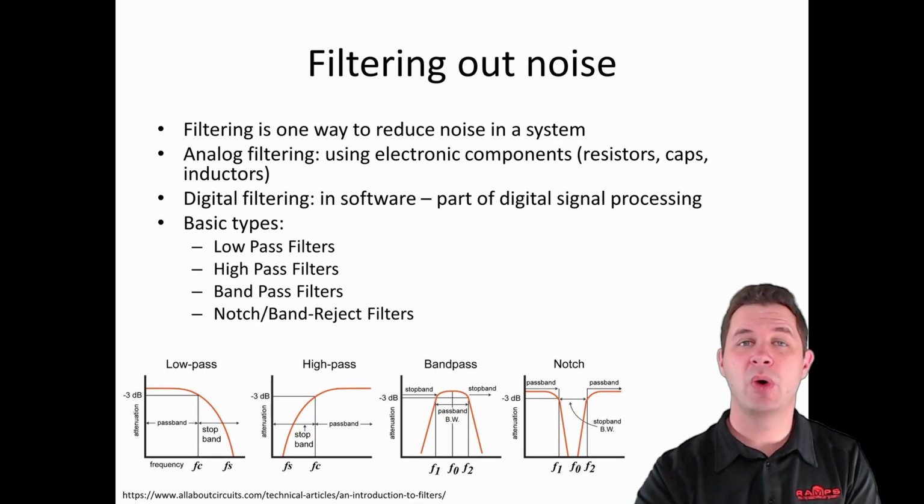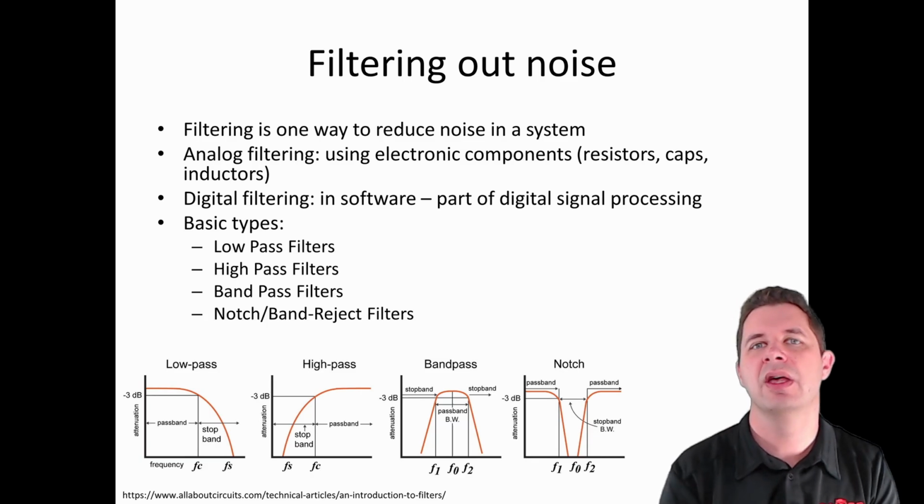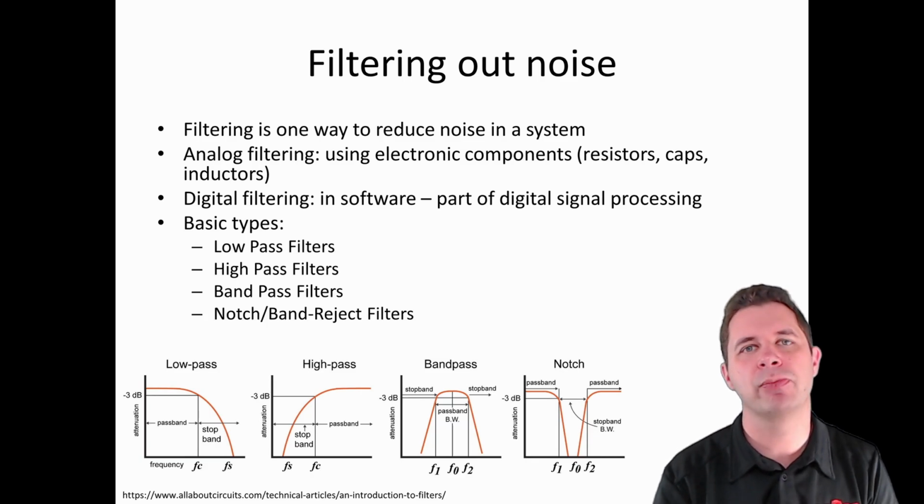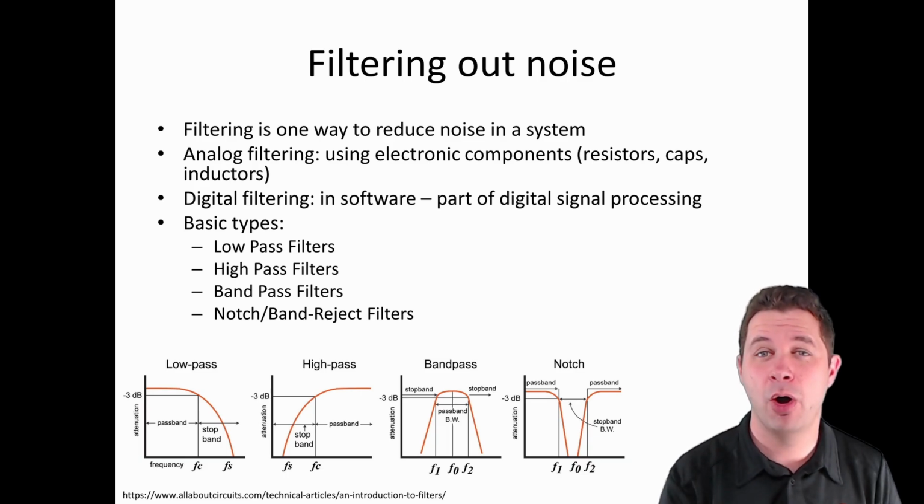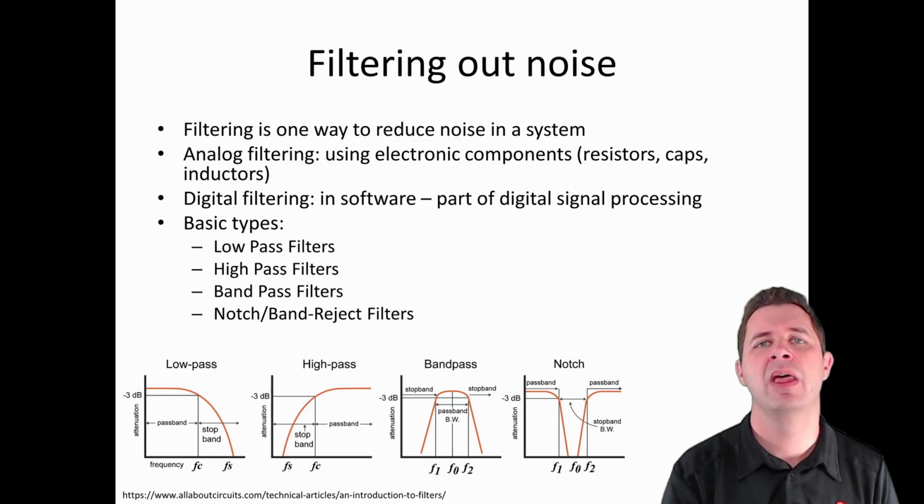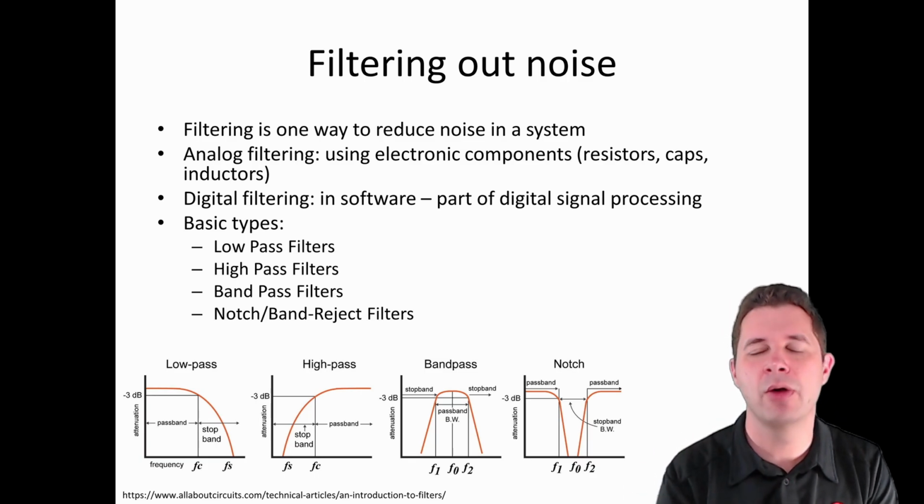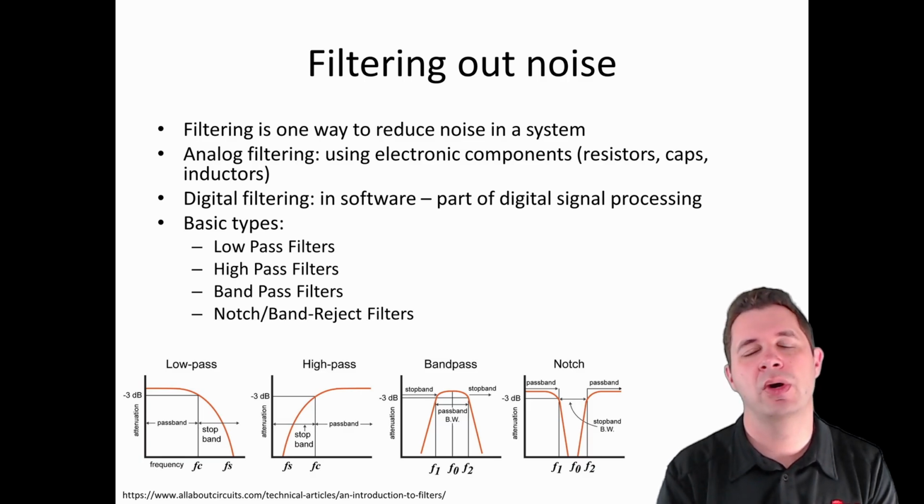Another way we can reduce noise is filtering. And basically what we can do is we can choose a frequency or a set of frequencies that we want to reduce. There's different ways we can do it. We can use what we call analog filtering, where we have a bunch of different components, resistors and capacitors and inductors, for example. And those components we can put in various configurations. We're not going to concentrate on this class to reduce our noise.